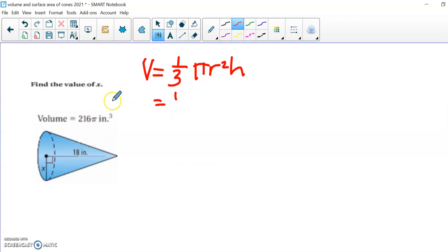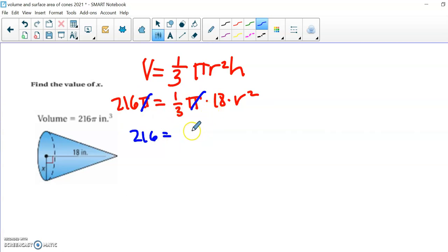We know that the volume is 216 pi. That was nice of them to leave that pi there. You'll see why in just a second. We know that the height is 18. What we don't know is the radius. First thing I'm going to do, just to make our math a little easier, I'm going to get rid of those thirds. And we're officially going to divide each side by pi. I'm just going to cancel them out. Then I'm going to take 1/3 of 18. If I take 18 and divide it by 3, or times 1/3, that gives me 6.